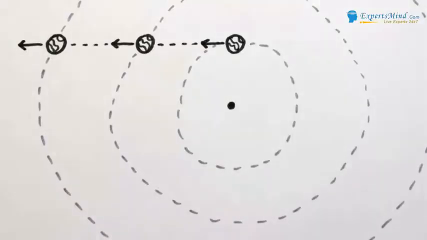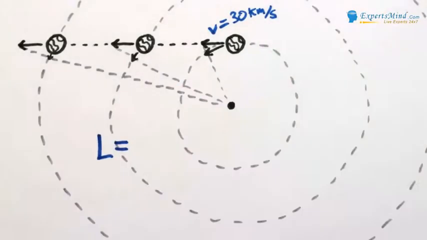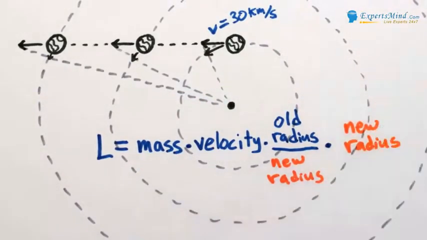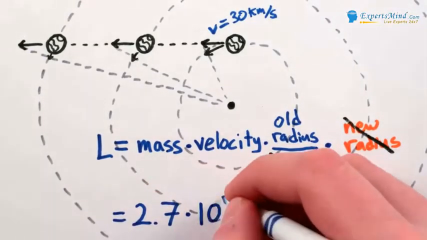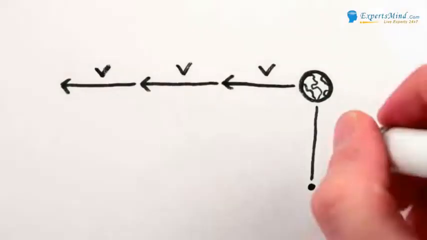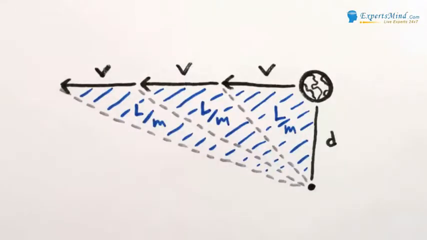But as the Earth continued through space, its 30 kilometer per second velocity would also point less and less along the circle, so when you calculated the angular momentum, the decrease in velocity would exactly cancel out the increase in the size of the circle, and you'd always get the same answer, 2.7 times 10 to the 40th kilogram meters squared per second. So even when nothing is rotating at all, angular momentum is still conserved. And that's the beauty of a law of physics. It works, even when you try to break it.